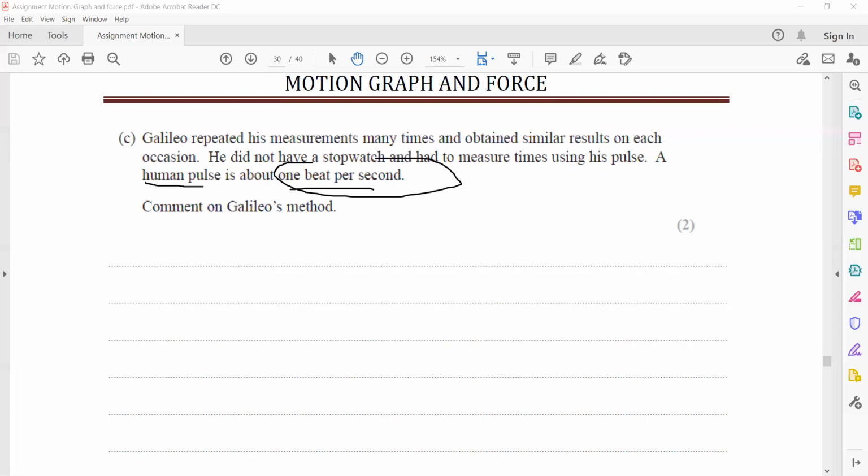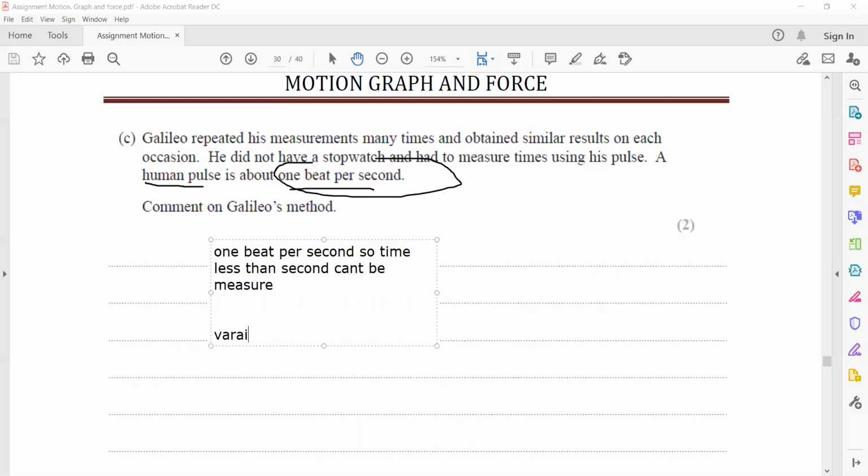Is it clear? The part where Galileo repeated. So 1 beat per second means a time interval. And the second thing, variation in the pulse. The pulse is not always a constant rate, so variation in the pulse rate is there.